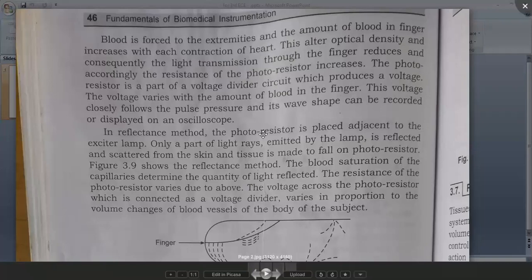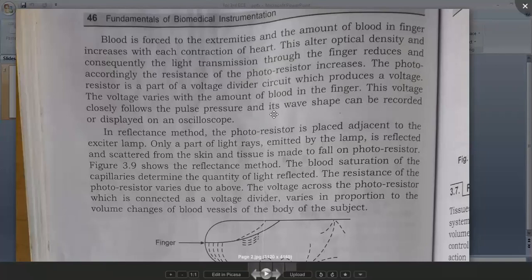When the light falls on the photoresistor, the resistance will change, and when the resistance changes, the voltage will change. The change in voltage reflects the amount of light falling on the photoresistor. If the amount of light falling decreases, then the resistance will increase, and due to that increase of the resistance, the voltage drop will increase. That voltage drop represents the amount of light falling on the photoresistor, and that change of intensity is because of the variation of the blood pressure.